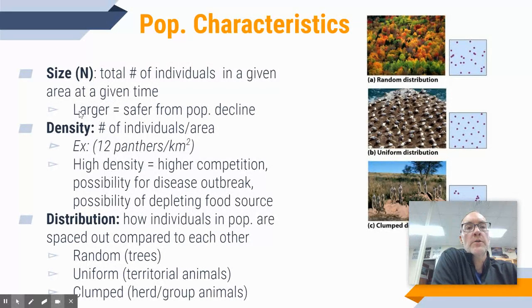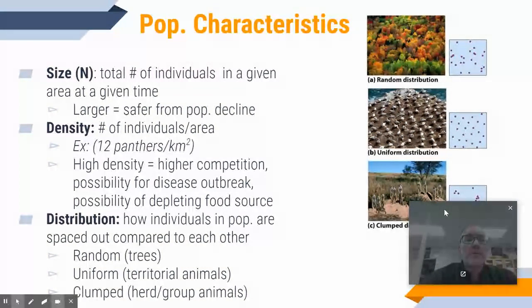Usually, the larger the population is, the safer it is from population decline. Density is the number of individuals in a given area. An example here would be 12 panthers in a square kilometer. High density means higher competition, possibly more disease outbreak, and depleting that resource.